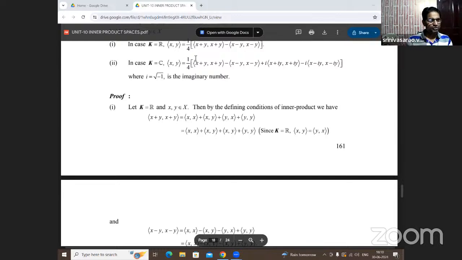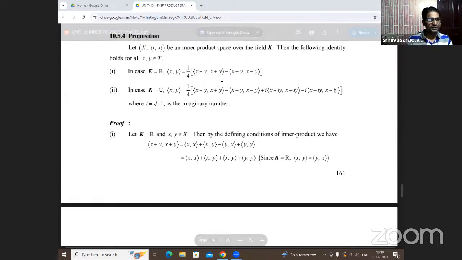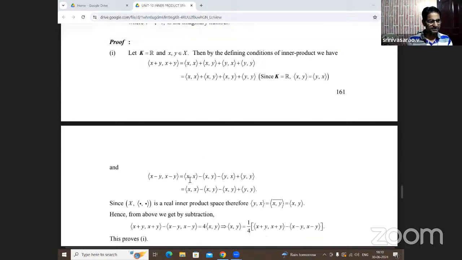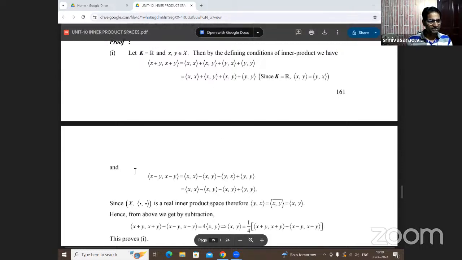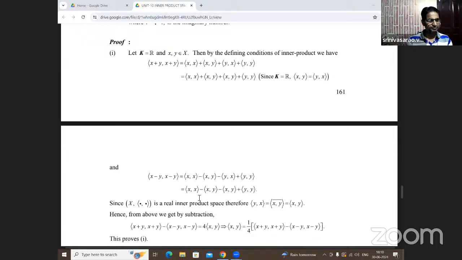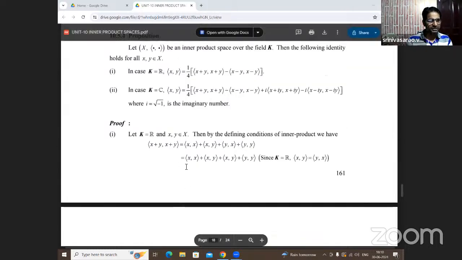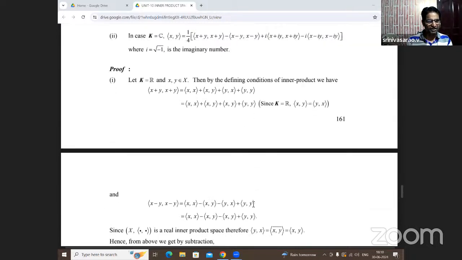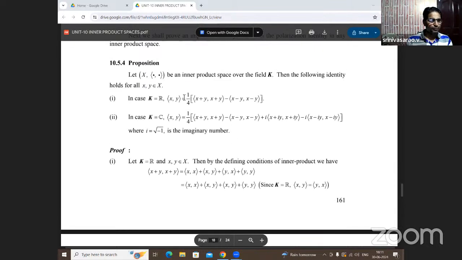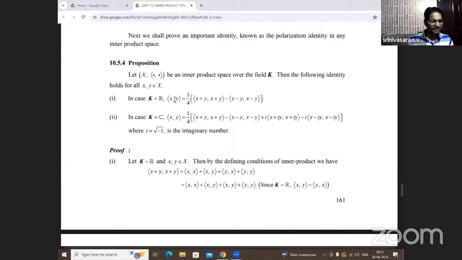Those are the simple assumptions, x and y. First of all, you have to prove this one. Find out the RHS value. This is the x plus y value, and this is the x minus y value, the B part. These two values, this is the first equation and this is the second equation. Now, first equation minus second equation, we calculate this and get 4 times the inner product of x and y. So the first condition is verified. That is the simple proof.